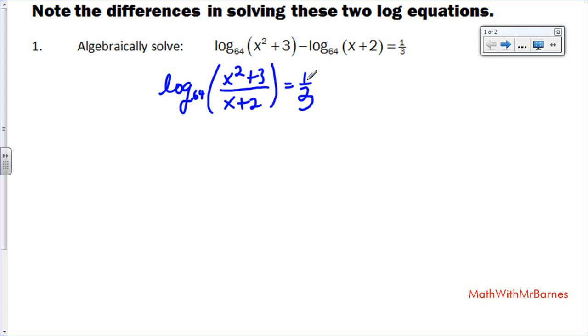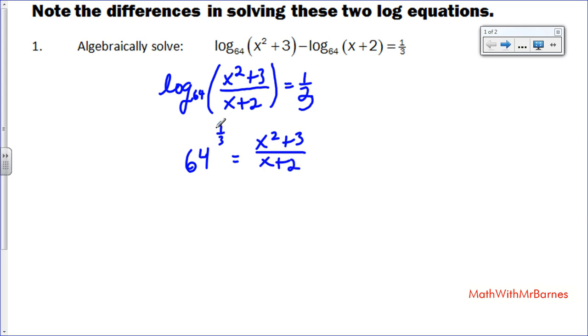In order to solve a situation like this, a log equal to a number, we have to change to exponential form. I always tell my students to start with the base. The base of my log is the base of my exponential, and the exponent is the number that it equals. So 64 to the 1 over 3 is equal to what's inside the log function, x squared plus 3 all over x plus 2.